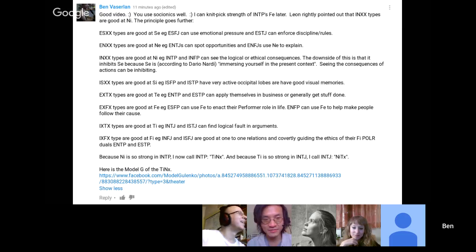That's the difference between me and them. Yeah, ISFP and INFP. Yeah. SI, active occipital lobes. Yeah. So basically, you agree with them. Well, we'll move on unless there's some particular thing that strikes you as out of place.